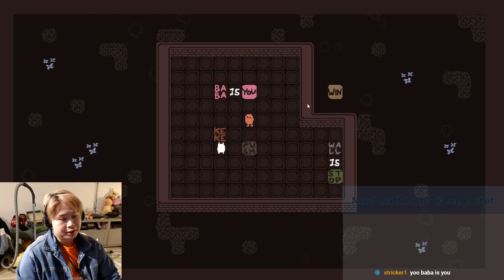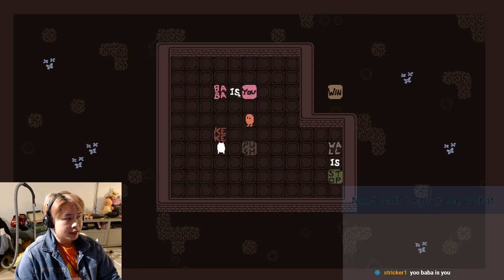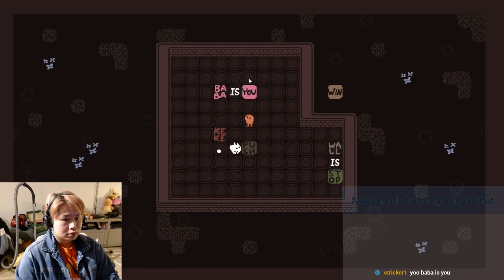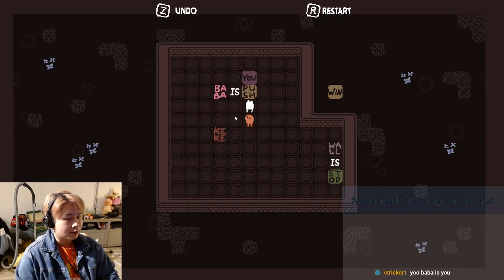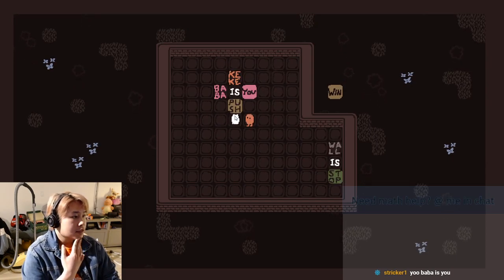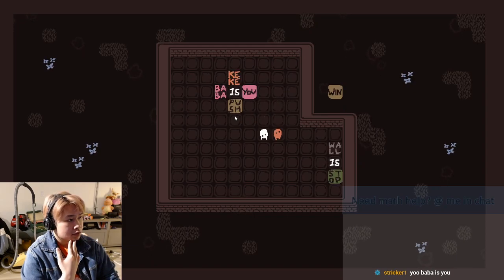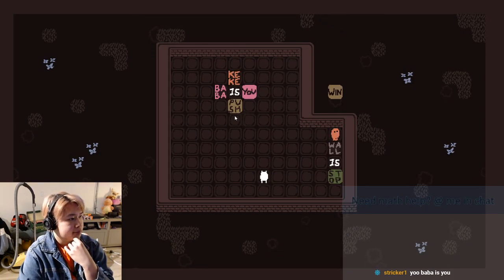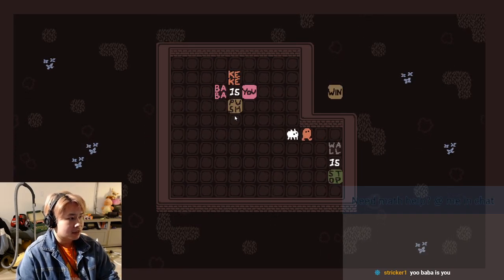So realistically, there's two options. I can make Kiki myself, but then this doesn't really do anything besides change who I control. I can make Baba pushable, but then I no longer am anyone, so that's not a thing. I can make a T shape. So now, I can push Kiki around. But what does pushing Kiki around accomplish for me?